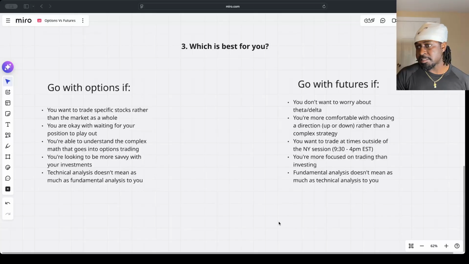And also, last one, go with futures if fundamental analysis doesn't mean as much as technical analysis to you. If you enjoy going on the chart and looking for key levels and trying to snipe trades, then definitely go with futures, because even on an option, you can snipe a trade, you can get a perfect entry, right? The stock could never go down from your entry, but if it doesn't get to your target fast enough, then you can still lose money, all right?